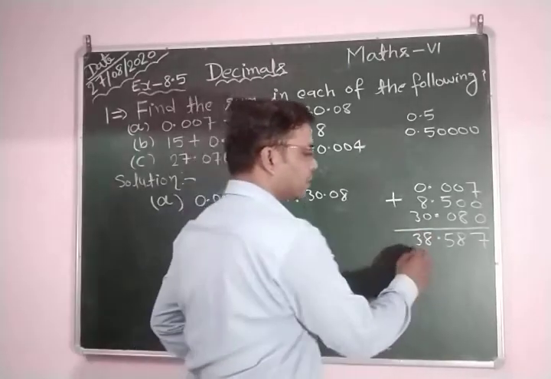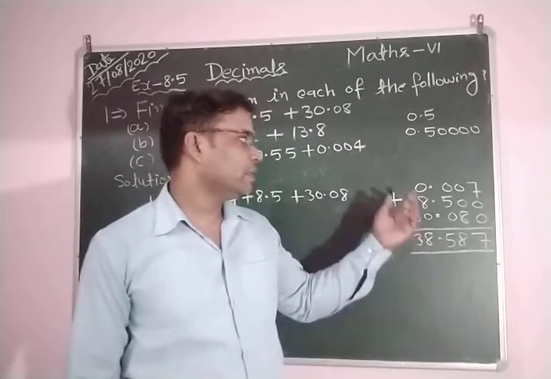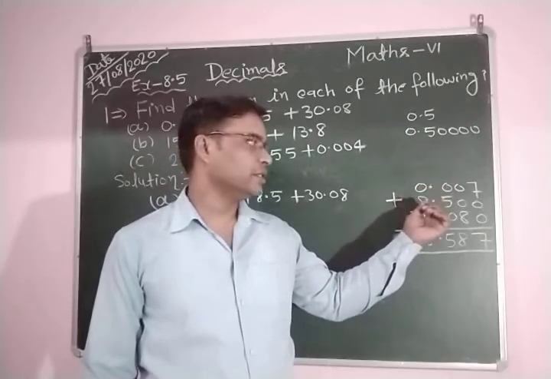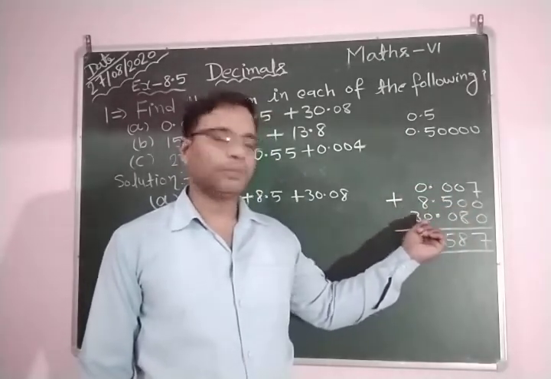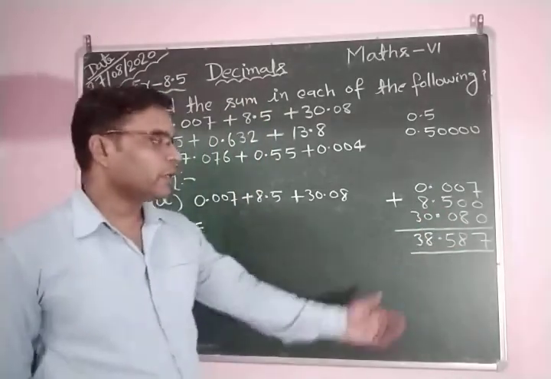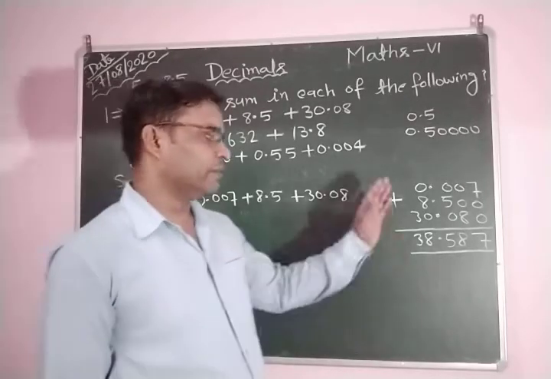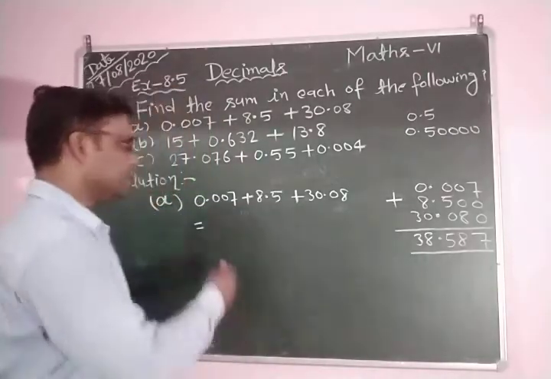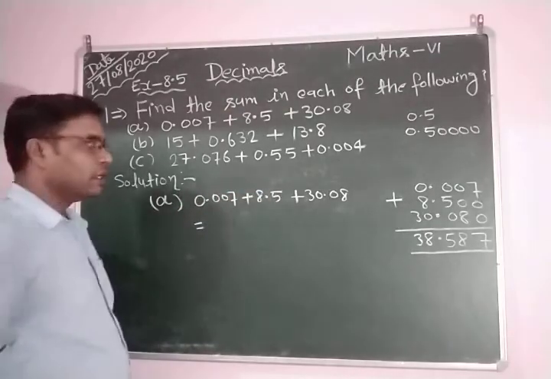So in this way you can see we add them. You will find the sum of 0.007 plus 8.500 plus 30.080. Okay, so this is the vertical method, or you can say the column method, to sum decimal numbers, and this is the horizontal method, or row method.